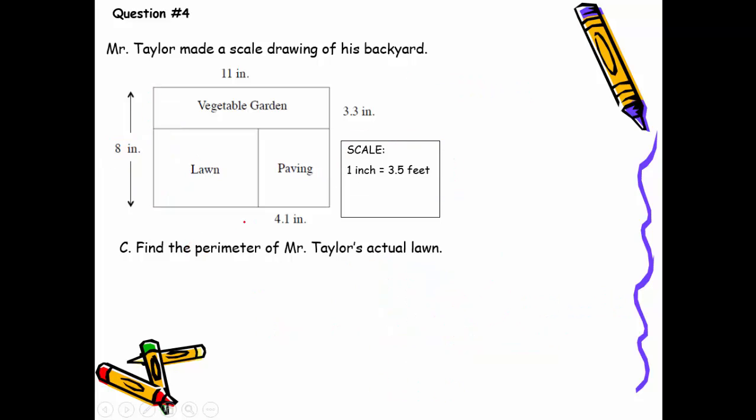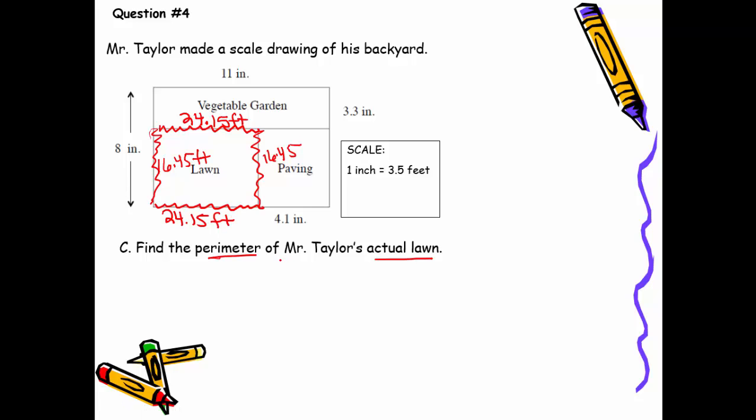The last piece I want to look at is the perimeter of Mr. Taylor's actual lawn. I know this is the drawing, but I'm just going to label it as though it was the actual. So the width of our actual we just found to be 16.45 feet. The width on this side we know must also be 16.45 feet. The length here, a few slides ago, we found to be 24.15 feet. So the length here at the bottom of the lawn is also 24.15 feet. To find perimeter, we simply add up all the sides.